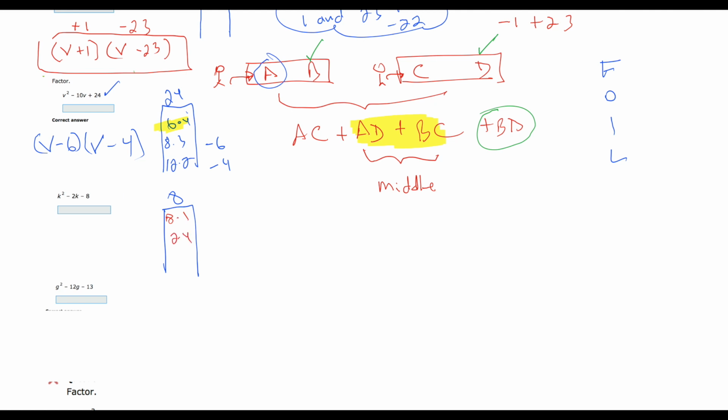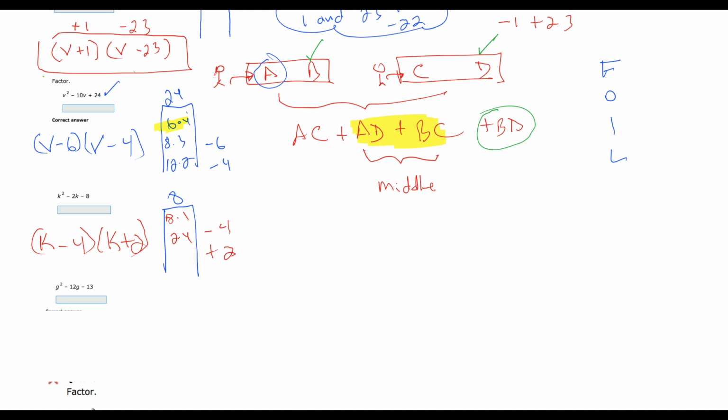All right. What adds up of those factors to get us -2? So it's -4 and +2. All right, so negative 4 and positive 2. So now what do I do? We fill it in to our parentheses. You get k - 4 and then the next one would be k + 2.